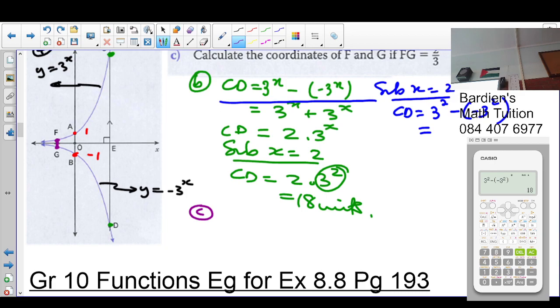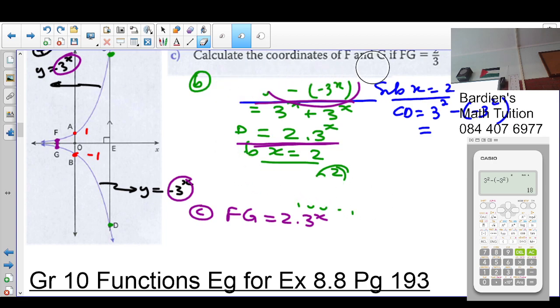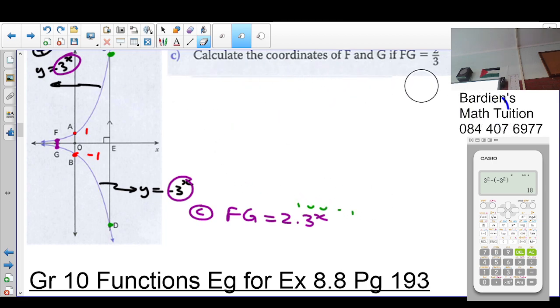So what do we do? We subtract the two graphs again, the top minus the bottom. So y is equal to 3 to the x minus negative 3 to the x, which results in the same as that, not so? So FG is equal to 2 times 3 to the x, or if you didn't simplify, you can use it like it is there, no problem. Okay, you all okay with that? Does anybody feel confused so far with the sum?